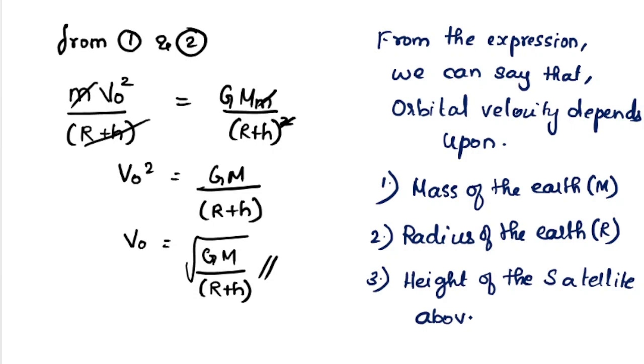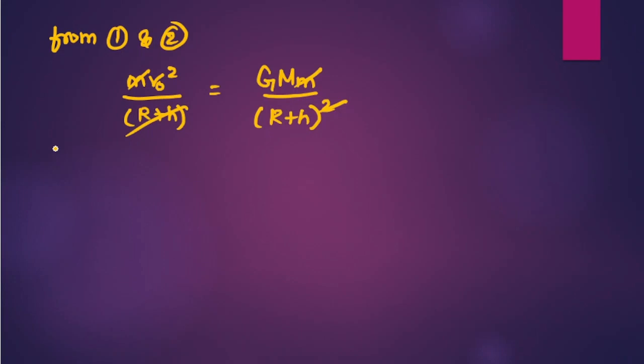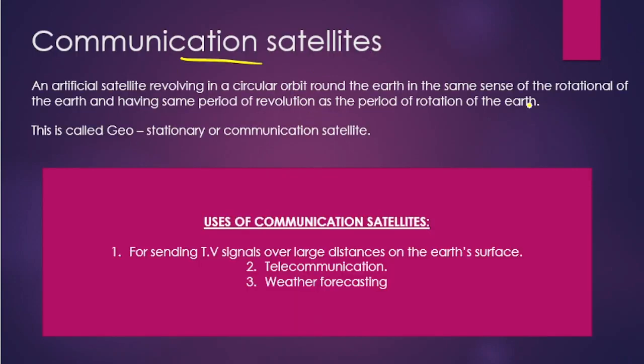Right. Now let's move to the next topic. Our next topic is the communication satellite. So what is the communication satellite all about? A communication satellite is also an artificial satellite that moves in a circular orbit around the earth. It rotates in the same sense as the rotation of the earth and has the same period of revolution as the period of rotation of the earth. The geostationary satellite is also called a communication satellite.